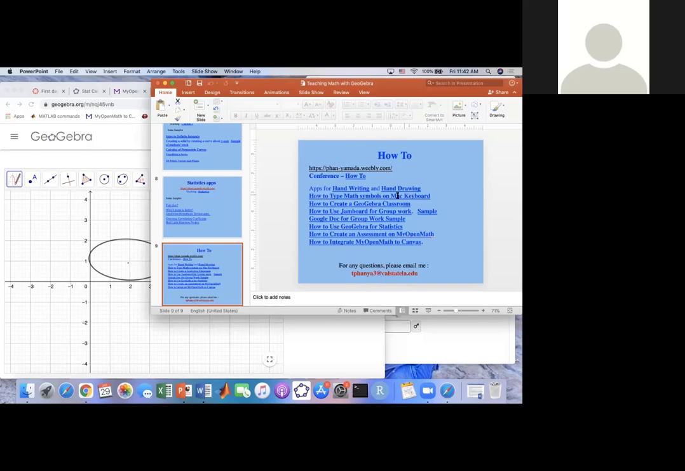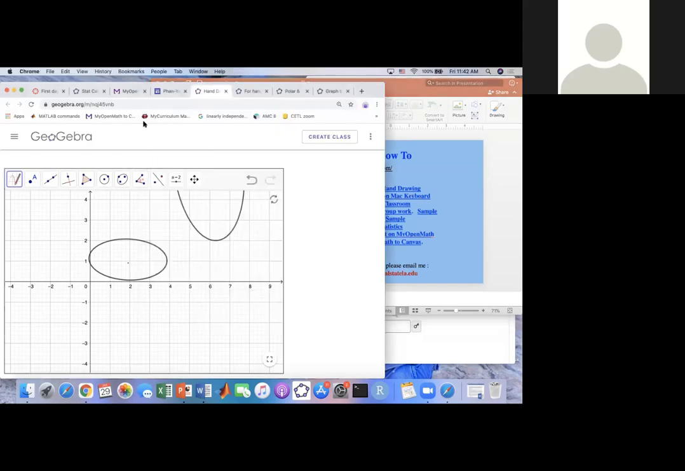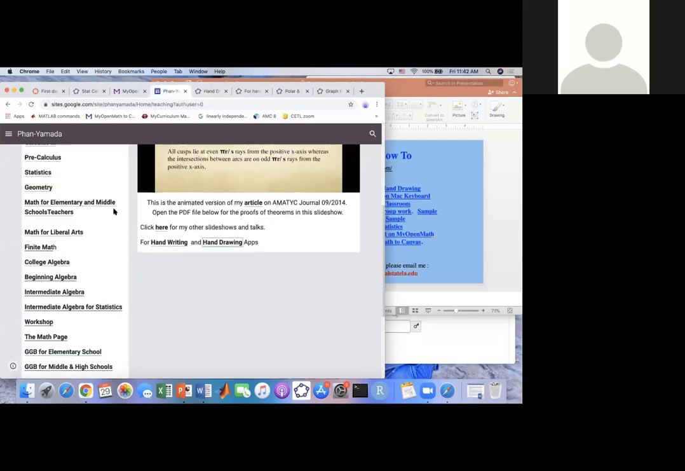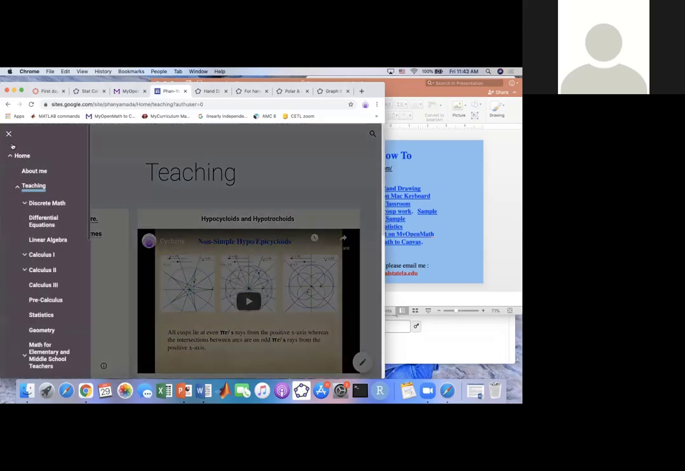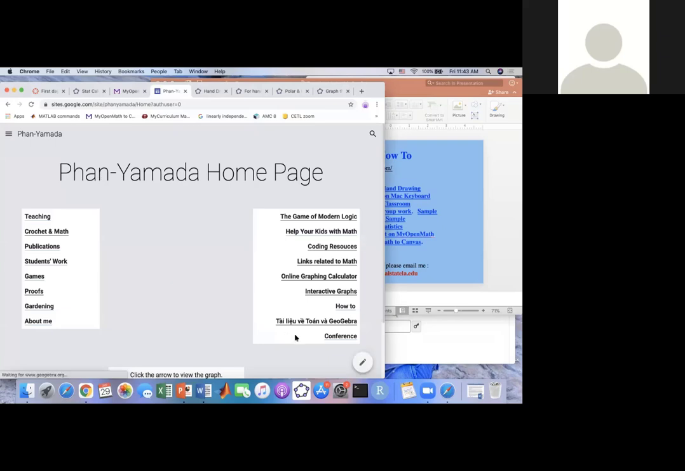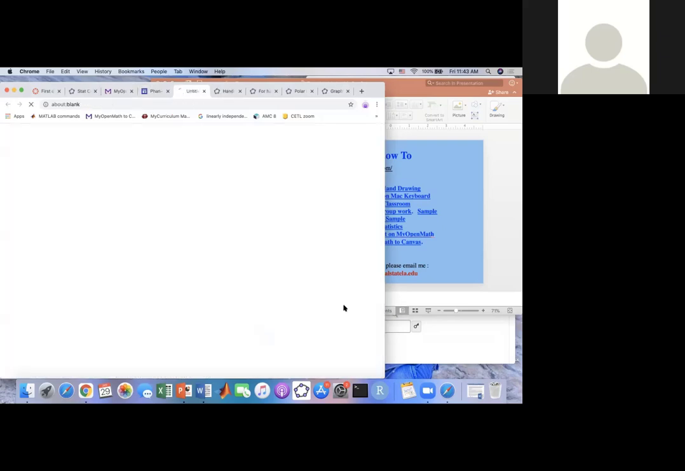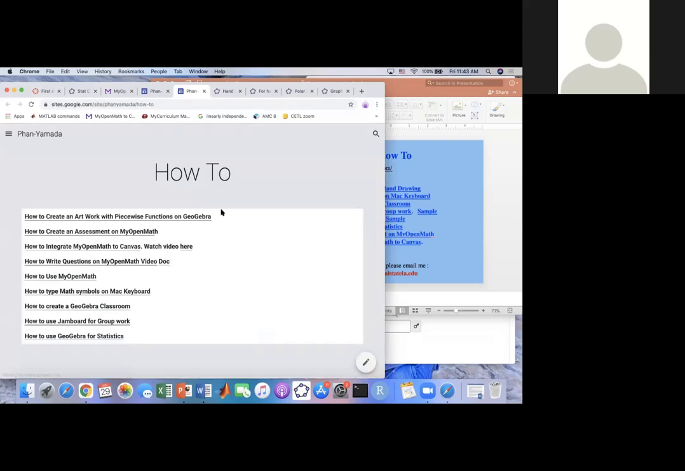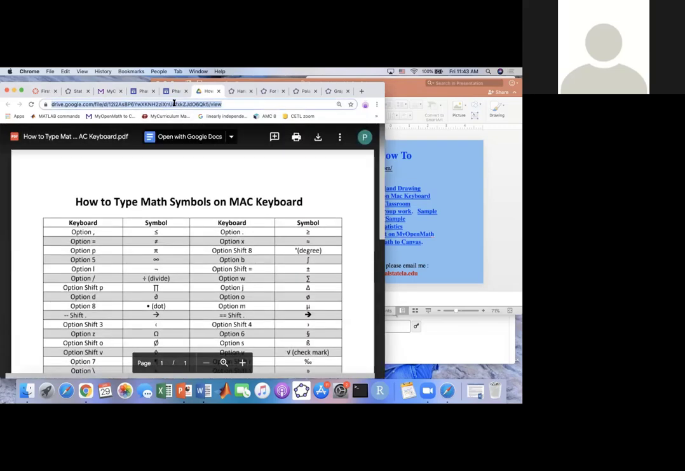How do you type math on Mac? Okay, so that's another one. You can use right here. When you go to my website, the how-to is on there. The how-to shows you how to type the questions using Mac symbols. This one we use in math, it's very helpful if you use Mac. I want to have a collection for PC too so that my student can use.